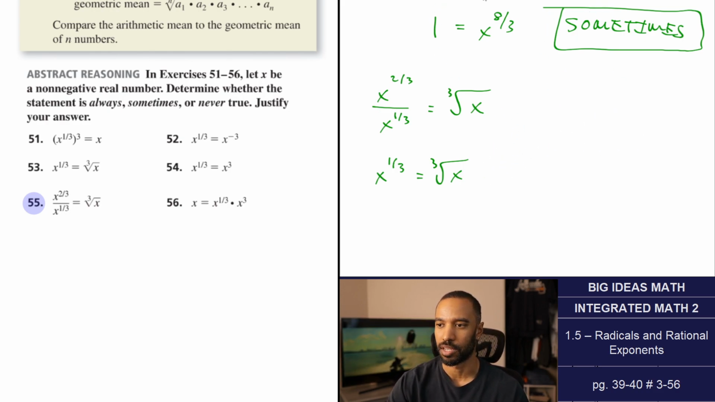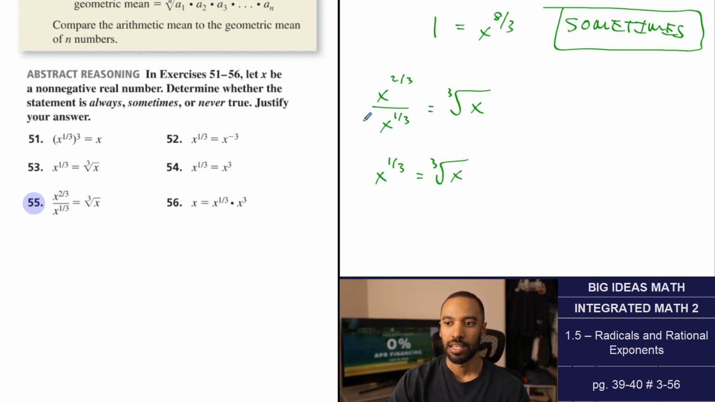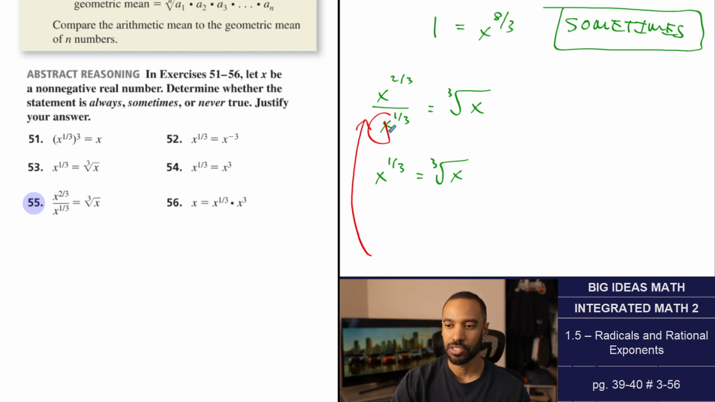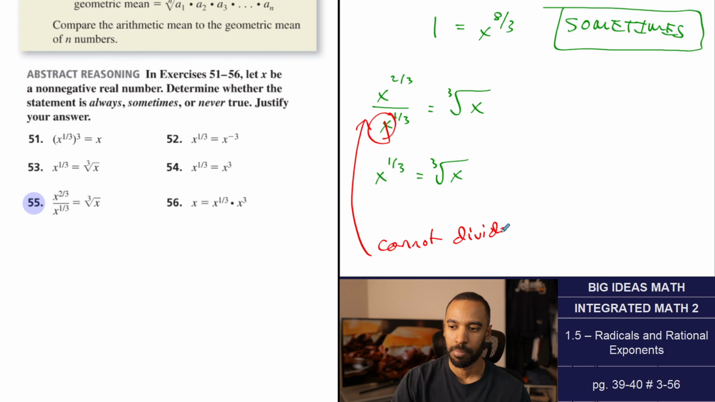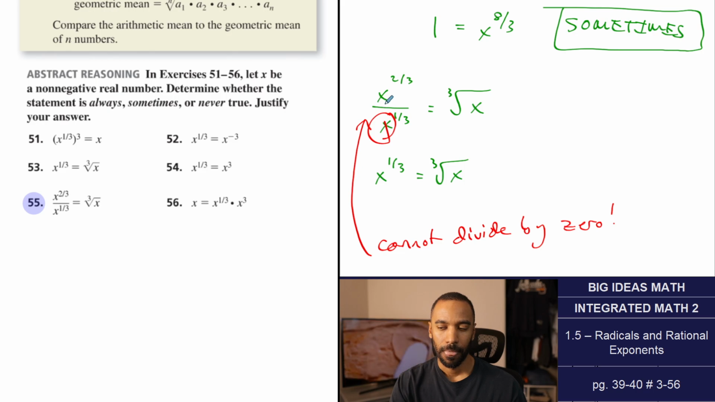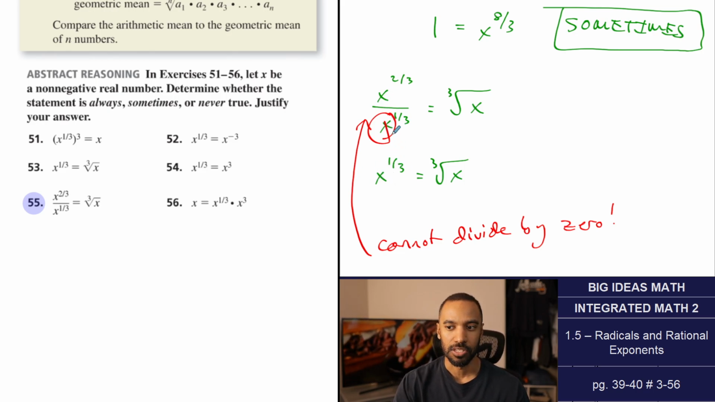Give me a second. This was originally presented as this, though. It was originally presented as this, and the original presentation had an x in the denominator. Cannot divide by 0. It doesn't matter that you subtract it later and it becomes this. This is how it was presented to begin with. If I do 0 to the 2/3 over 0 to the 1/3, you get an indeterminate. So you can't do that one. This is not equivalent to 53 because of its original presentation.